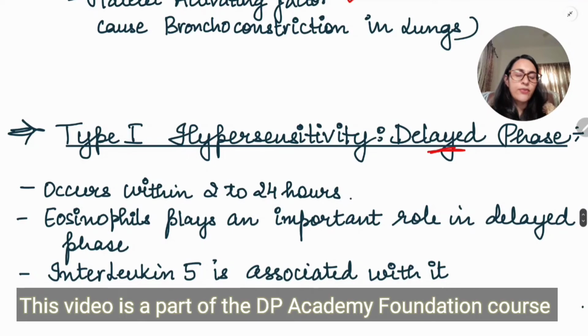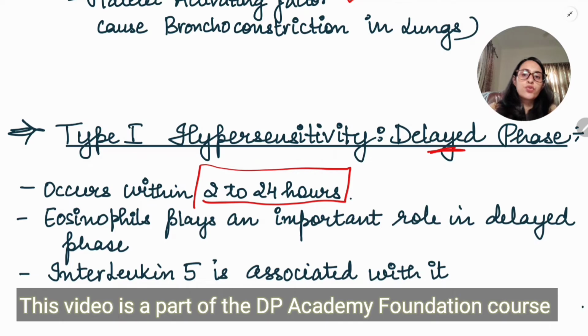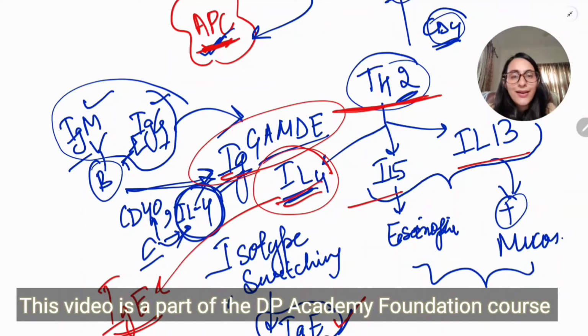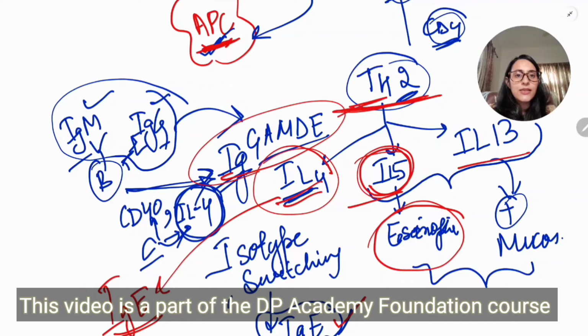Now, the delayed phase of type 1 hypersensitivity. That means it occurs from 2 hours to 1 day, 2 hours to 24 hours. Eosinophils have an important role in the delayed phase. As I told you, the first one we talked about, interleukin 4, produces immunoglobulin E, and that is going to play a role in the early phase of type 1 hypersensitivity. Then eosinophils are activated with the help of interleukin 5, which is released by T helper cell 2. The activation of these eosinophils plays a role in the delayed phase of this type 1 hypersensitivity.